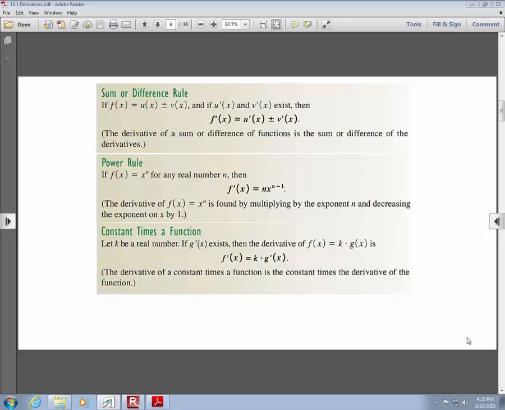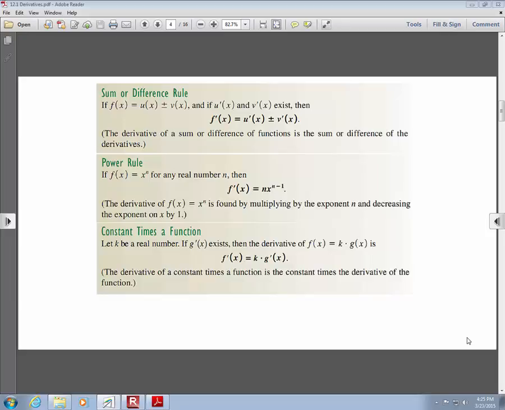Then we have the power rule, and then we have the constant times a function rule. It says let k be a real number. If g prime of x exists, then the derivative of f of x equals k times g of x is f prime of x equals k times g prime of x. I'll give you an example for each one, okay?